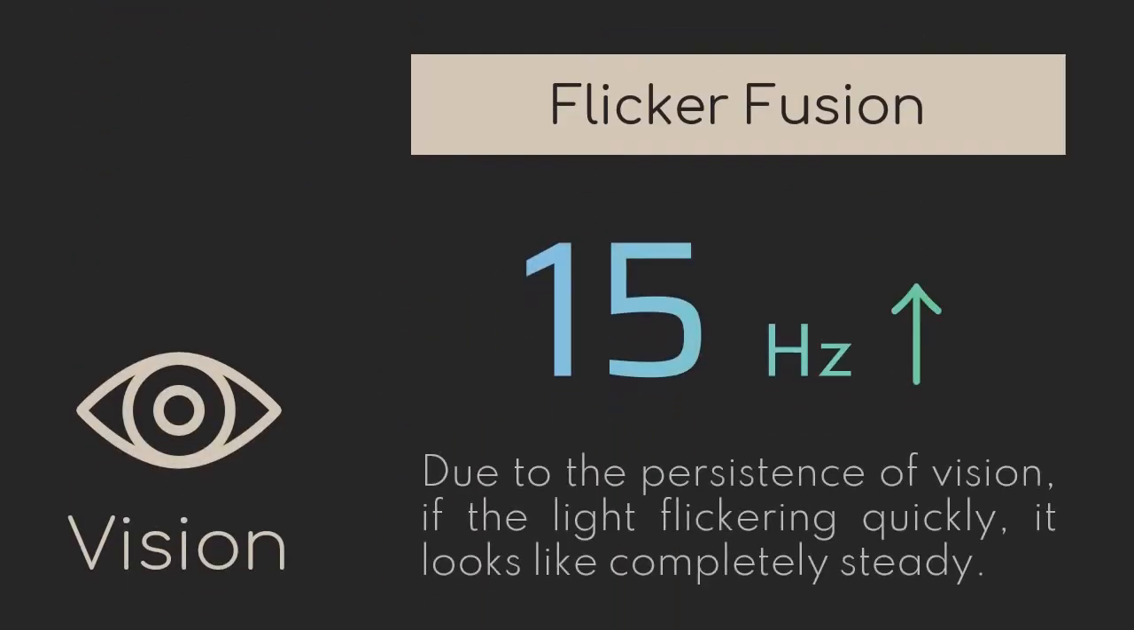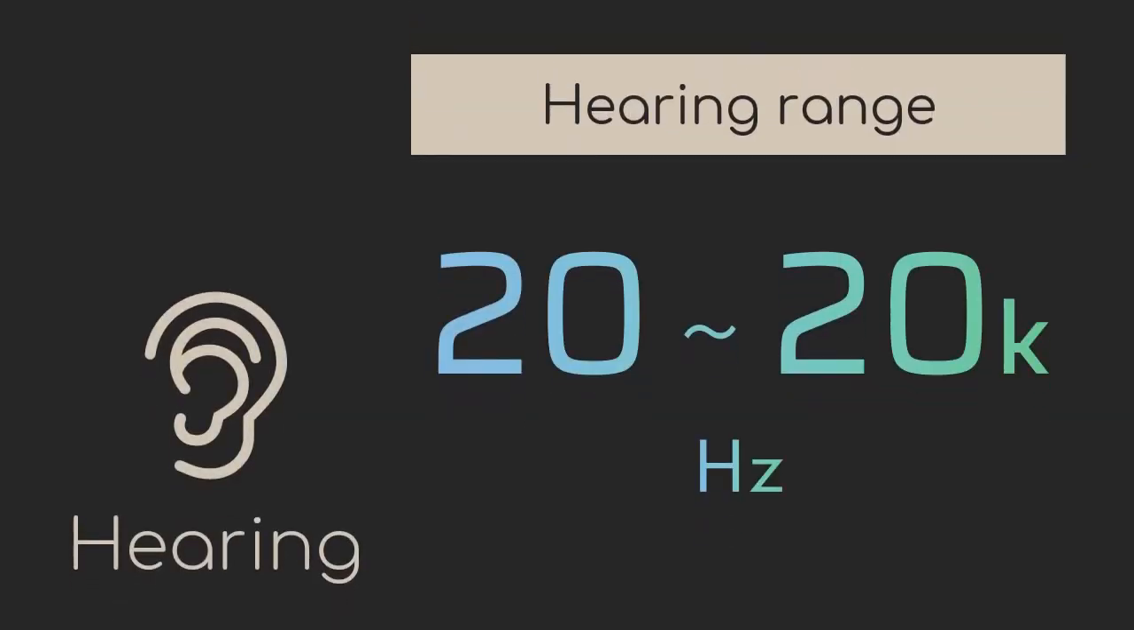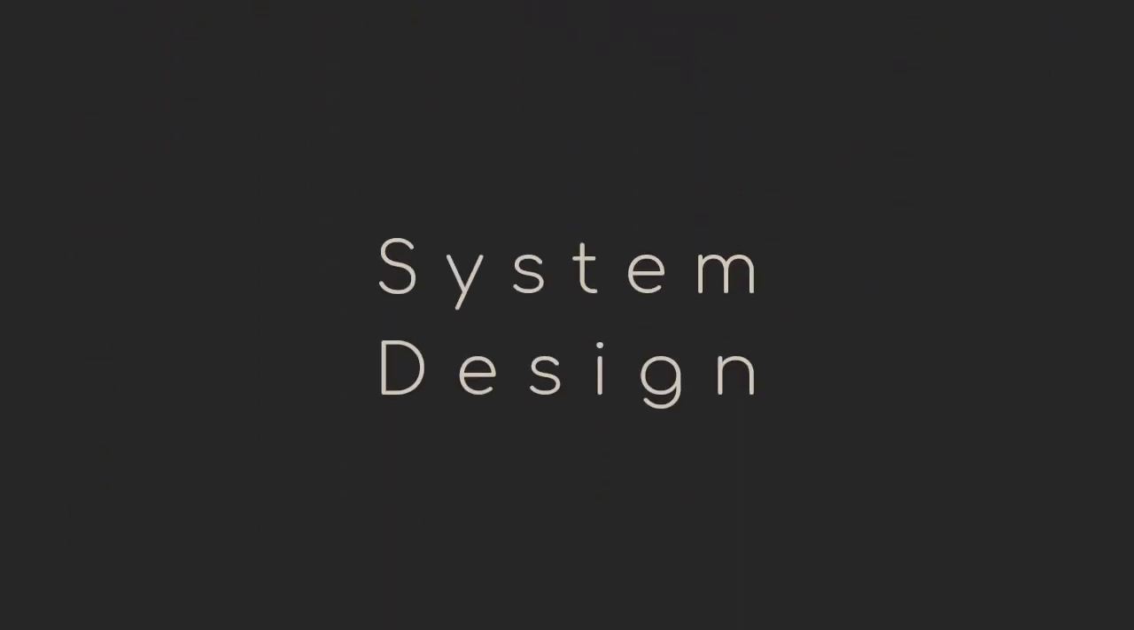Due to the persistence of vision, if the light flickers with a frequency that is larger than 15 Hz, it will look completely steady. But human hearing range is between 20 to 20,000 Hz. It is completely separated. So, if we want to see and hear the signal at the same time, we need to generate a higher frequency first. Then we use a frequency divider to generate a new signal that has a lower frequency. Both the high and the low frequencies are linearly dependent.